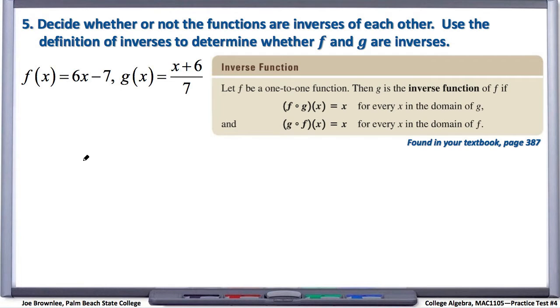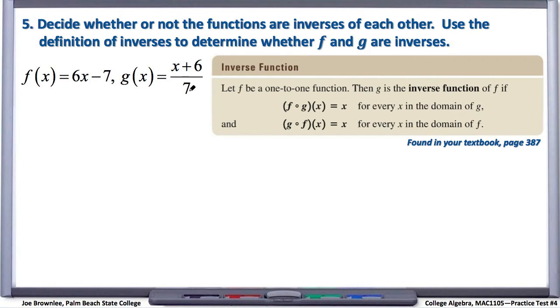Number 5, decide whether or not the functions are inverses of each other. Use the definition of inverses to determine whether f and g are inverses. And we've been given f of x equals 6x minus 7 and g of x equals (x plus 6) over 7.